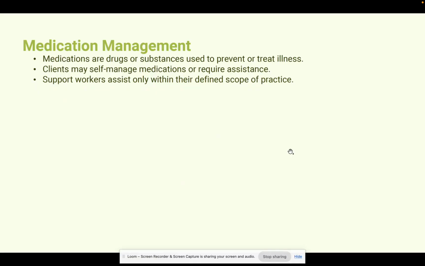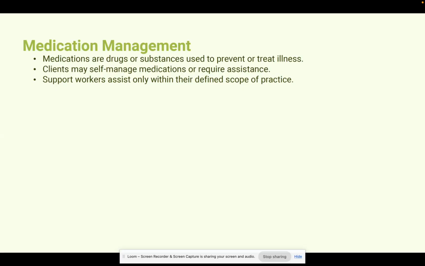So this is a continuation of Module 10, Chapter 45, Medication Management. So let's just identify medications. Medications are drugs and substances used to prevent or treat illness, right? Just giving you a heads up before we learn further with medication management: not all facilities allow PSWs to give medications. There might be some facilities that allow you, but you need to undergo certain training and delegation from the nurse or from other professional individuals, right?